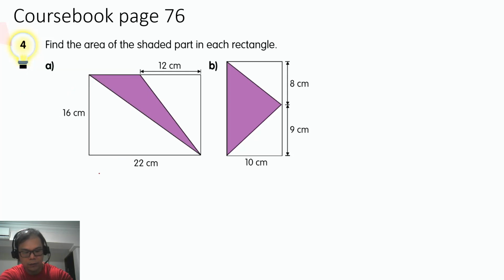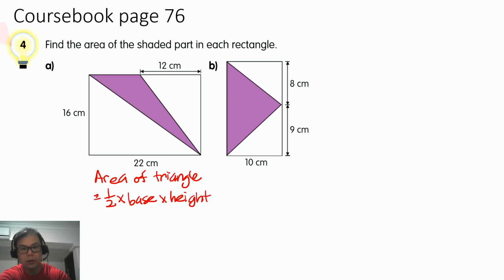So to find the area of a triangle, you take half, multiply by the base of the triangle and its height. Or another way of doing it is to take the base, multiply by the height, then divide by 2. Okay, so let's look at question A.